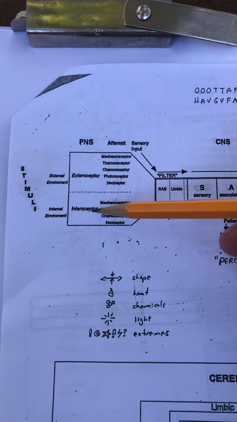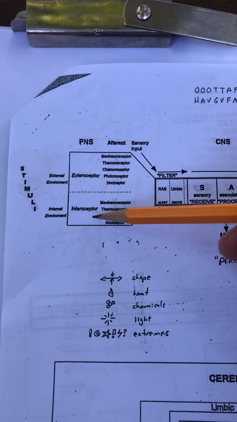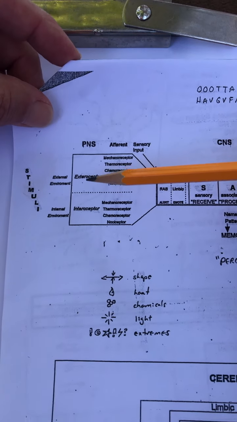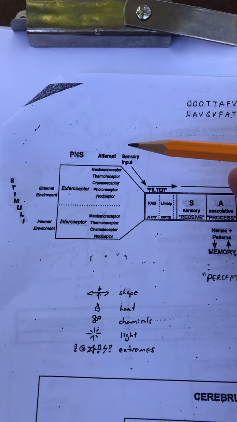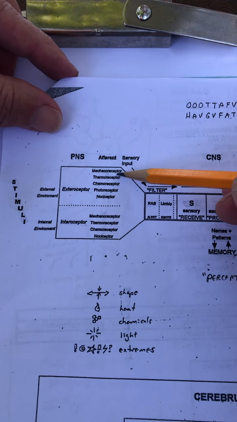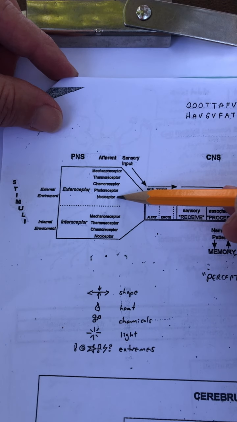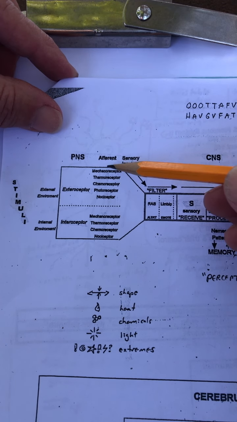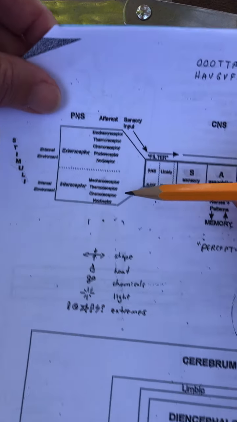And again, these would be things like blood pressure, volume inside your stomach, your small intestine, chemistry of your blood. Well, okay, now the exteroceptors can be divided into 5 basic groups, and those are mechanoreceptors, thermoreceptors, chemoreceptors, photoreceptors, and nociceptors. Now, each one of these receptors is responding to a different kind of stimulus, a different kind of change in the environment.